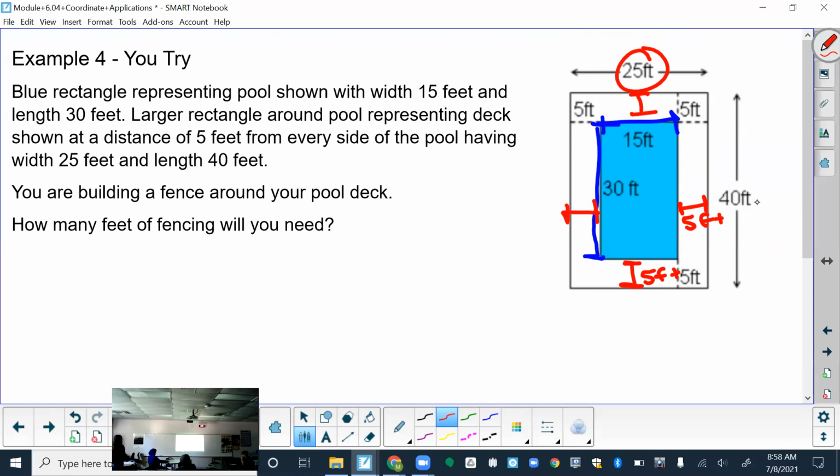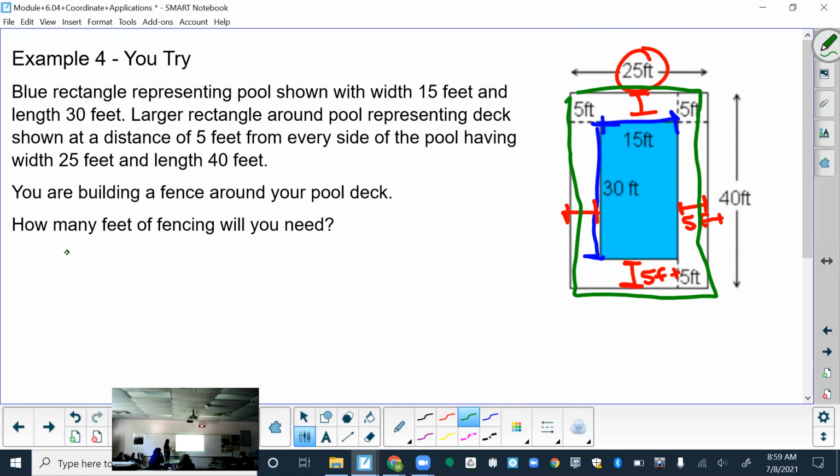All right, so I'm building a fence around the pool deck. So where in the picture would it be around the pool deck? Would it be around the blue rectangle or the white rectangle? The white rectangle, right? Because the deck ends here. So even though it gives us all this information, we just want to know how much fencing we need for this outside rectangle. So don't get confused.